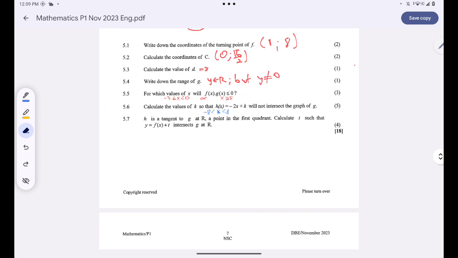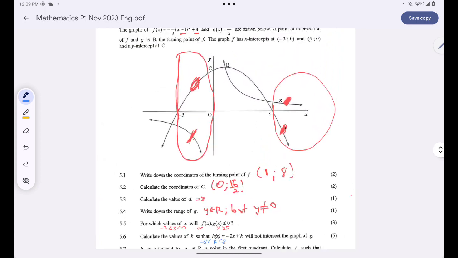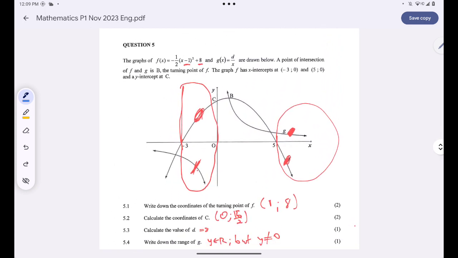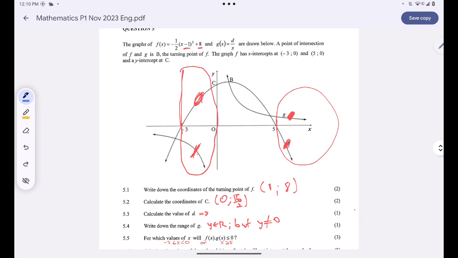Okay, h is a tangent to g at r. Okay, r is a point in the first quadrant. Calculate t such that y is equal to f of x plus t intersects g at r. Okay, what are they saying here? They're saying h is a tangent to g at r. h is a tangent to g. Where is g? Oh, this is g, right?